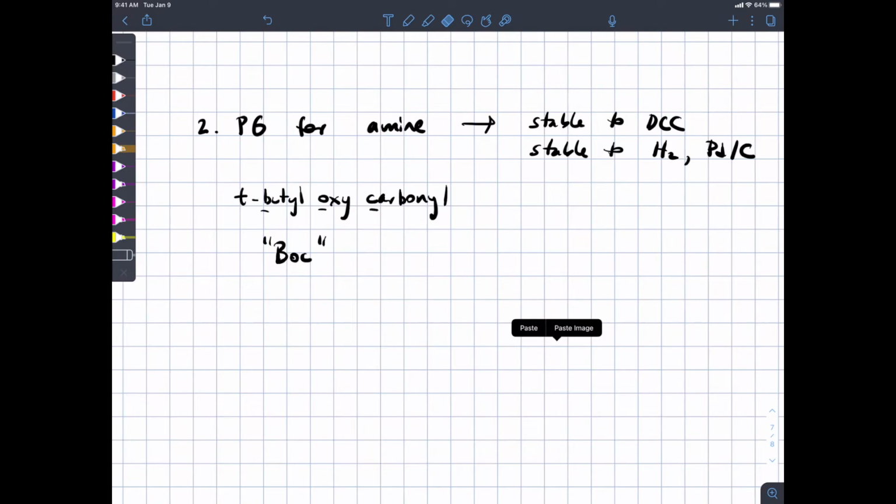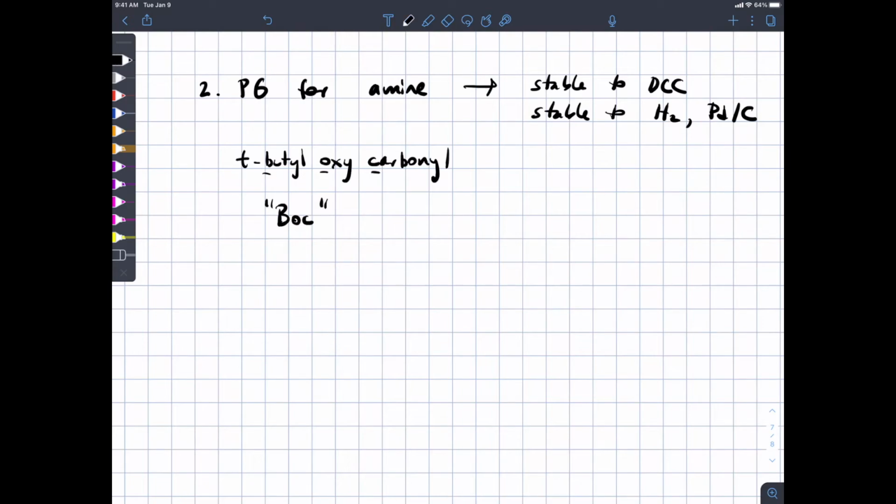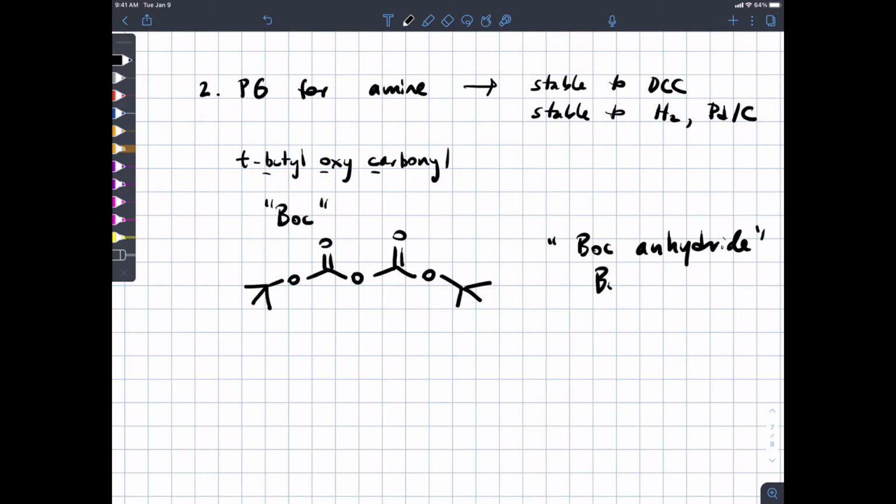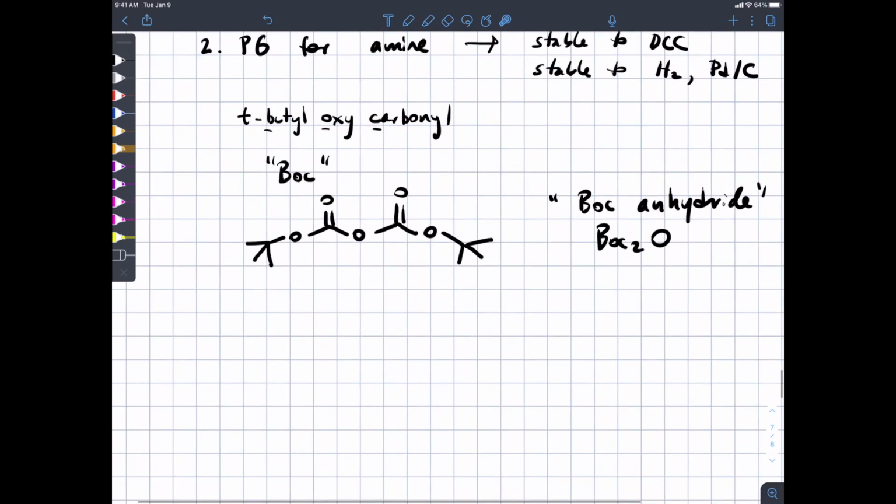So the protection reaction looks something like this. And actually, you've seen this on, I think, exam 1, though you weren't really sure what it was and didn't actually need to worry about it. But this reagent is called BOC anhydride, or BOC2O, because this is the BOC group, but then you have this central section that looks like an anhydride. And so what happens is you can take an amino group and it will attack the carbonyl carbon to give you a tetrahedral intermediate.